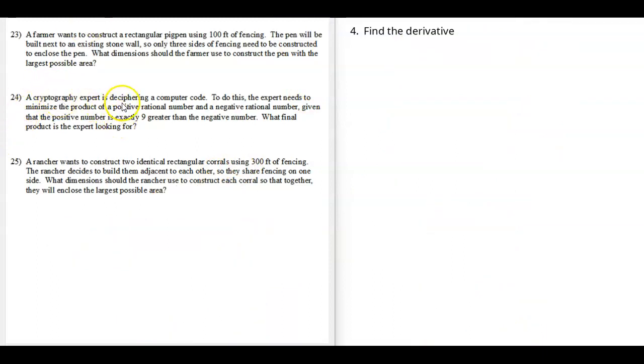A cryptography expert is deciphering a computer code. To do this, the expert needs to minimize the product of a positive rational number and a negative rational number. Given that the positive number is exactly 9 greater than the negative, what's the final product that the expert is looking for? So for these types of problems, we're going to be skipping step 1.